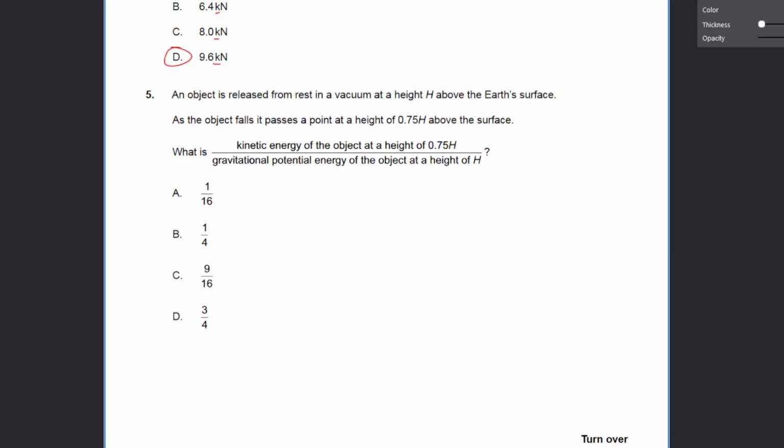Moving on to question 5. An object is released from rest in a vacuum. So in a vacuum is telling me that there is no air resistance.